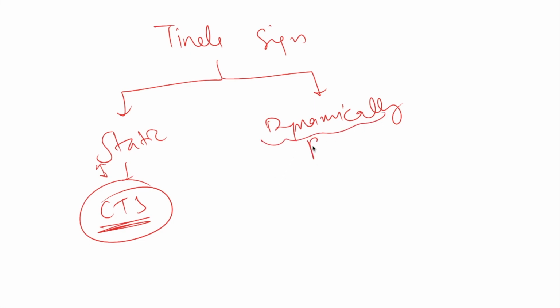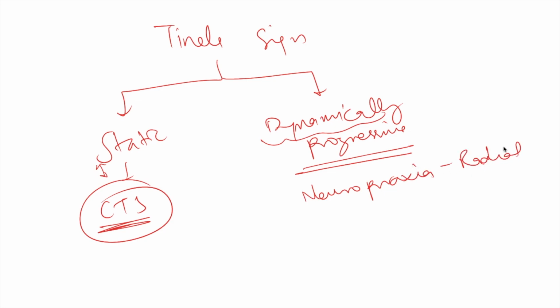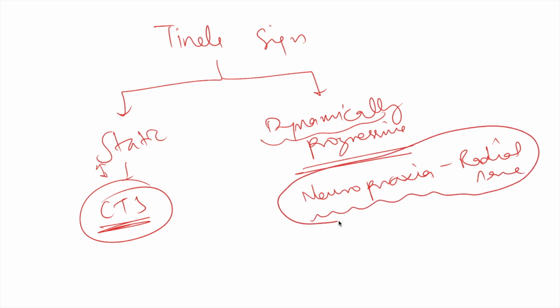Dynamic or progressive Tinel sign. Dynamic or progressive Tinel sign is where the Tinel sign is progressively going distally. For example, in a neuropraxia, very commonly in the upper limb, the radial nerve, right? With neuropraxia of the radial nerve, you can have a progressive Tinel sign. So how do you elicit the Tinel sign in a radial nerve palsy case, in a neuropraxia or axonotmesis? We have discussed the various types of nerve injuries in another video. Please take a look at it. So neuropraxia or axonotmesis, right?